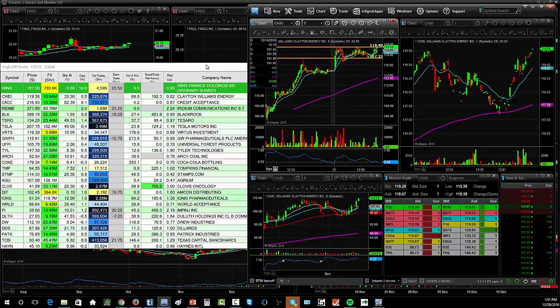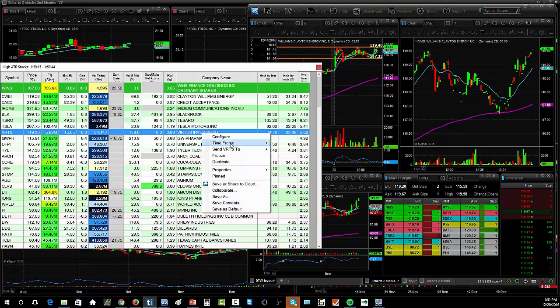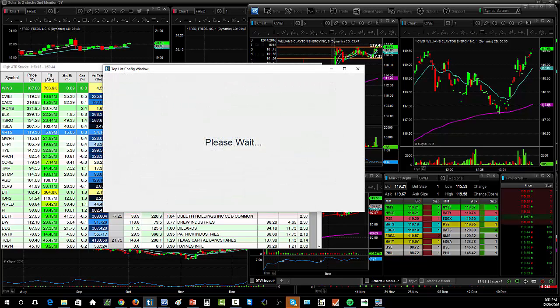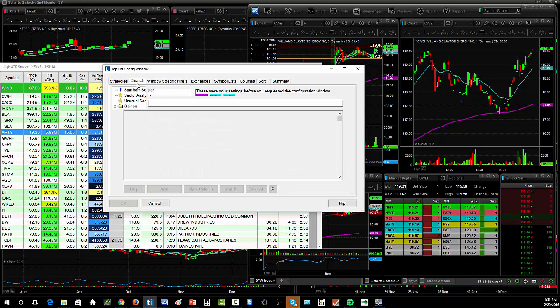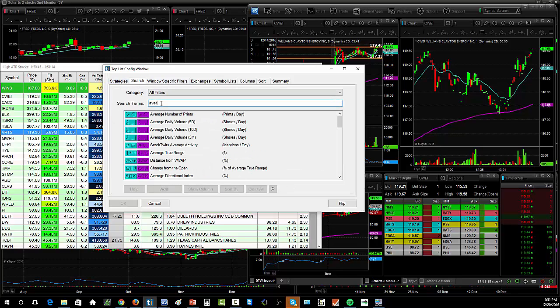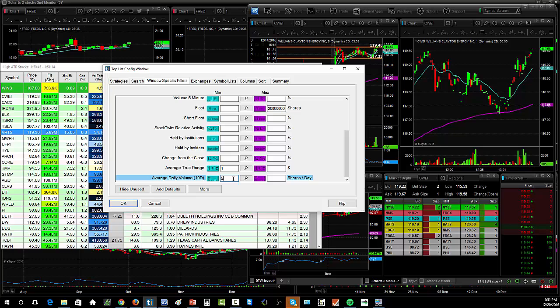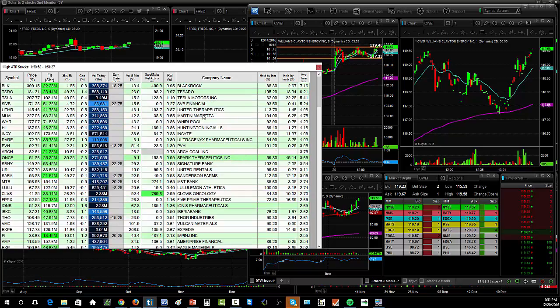So if we were truly trying to find a list of stocks to trade, we would probably want to go into the configure tab, advanced, and add a filter for average daily volume. So let's just do that. Average daily volume, 10-day, add filter. And let's just put it at 500,000 shares minimum. This one might still meet it, but we'll just try to filter this down a little bit more.